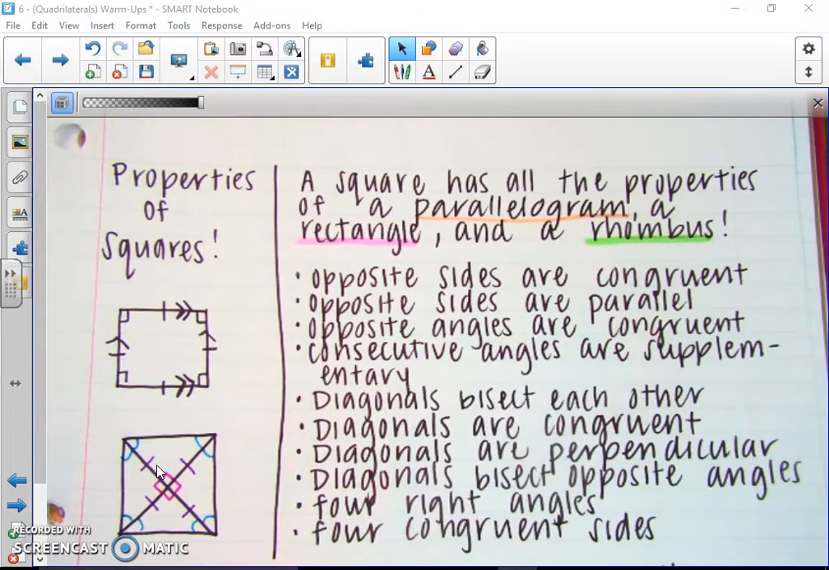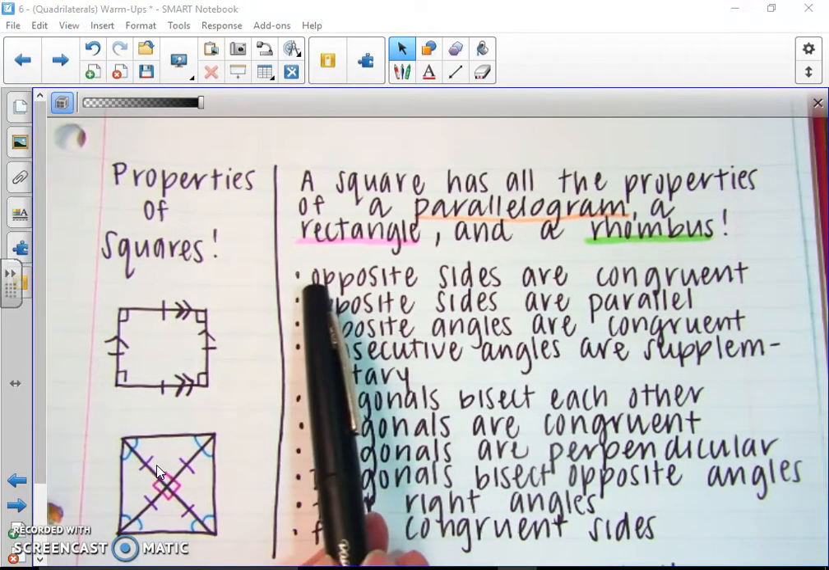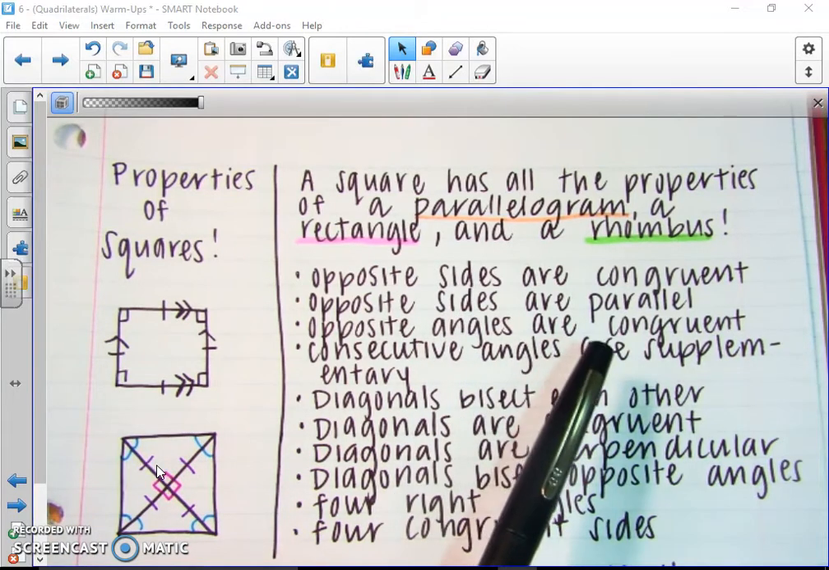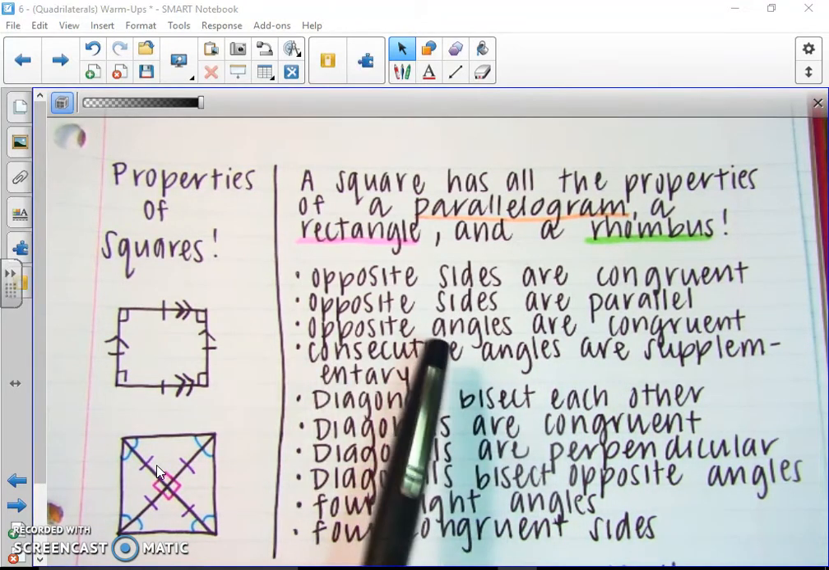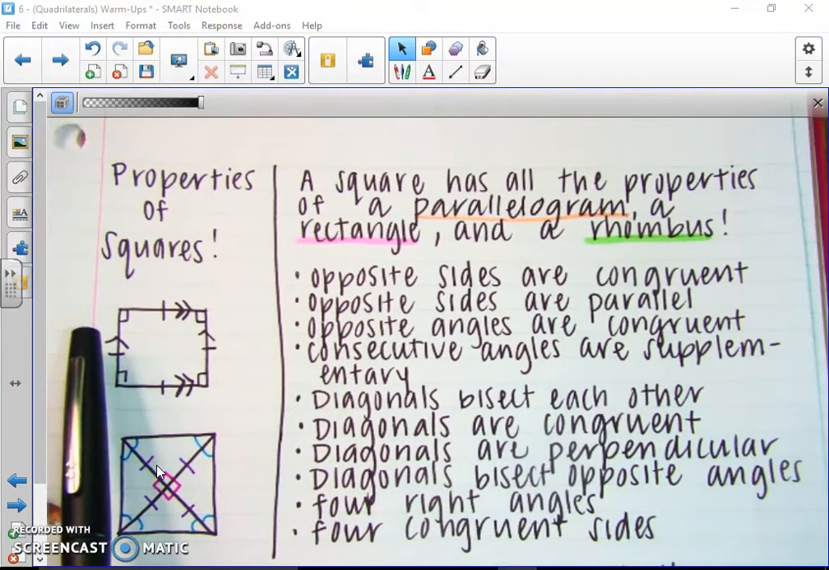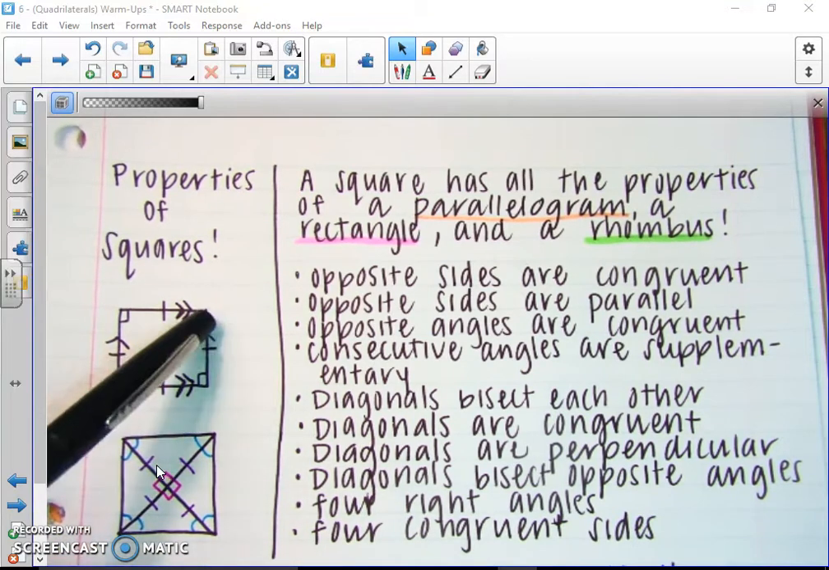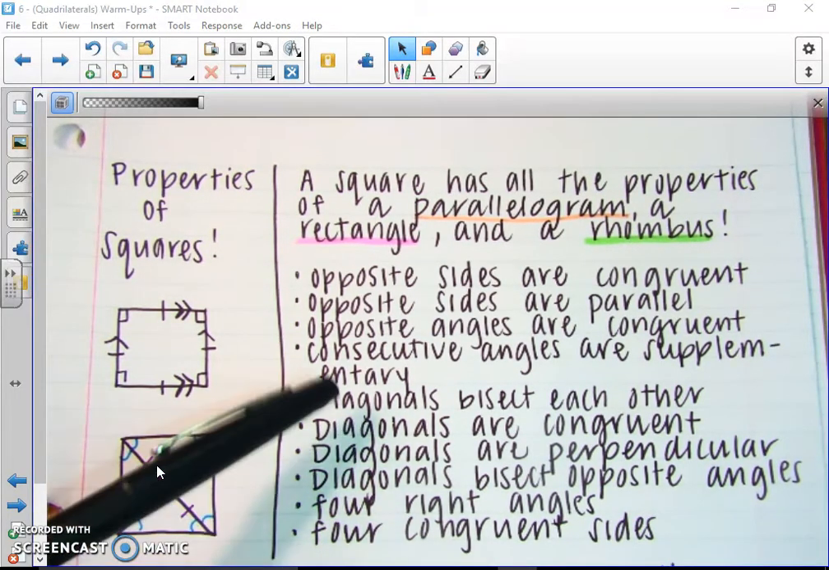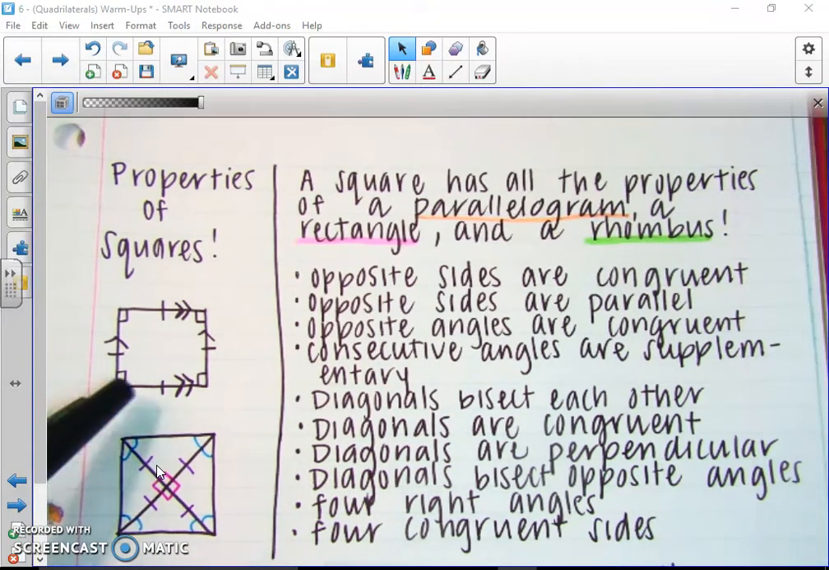Okay, let's check and make sure we got everything. So the opposite sides are congruent. We've got that. Opposite sides are also parallel. Opposite angles are congruent in a square. And we're going to notice that in a square, all the angles are right angles, so of course the opposite sides are congruent. The consecutive angles are supplementary, so next to each other they're going to add to 180.